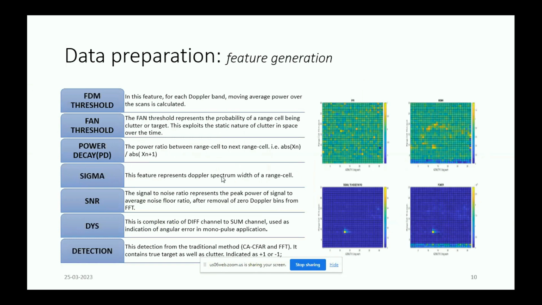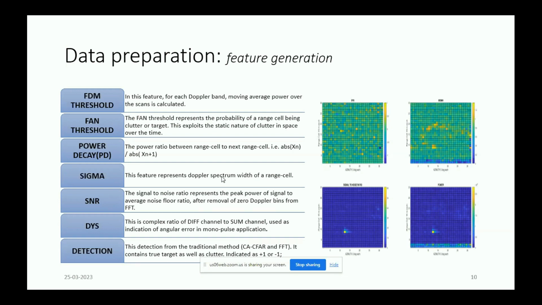So this threshold represents each Doppler band. We have taken the moving average over the scan, so this represents the moving average power over the scan for each band. Then we have the fan threshold, which is the probability of any particular range cell being either clutter or target. So what we have done in this feature is exploit the static nature of the clutter.